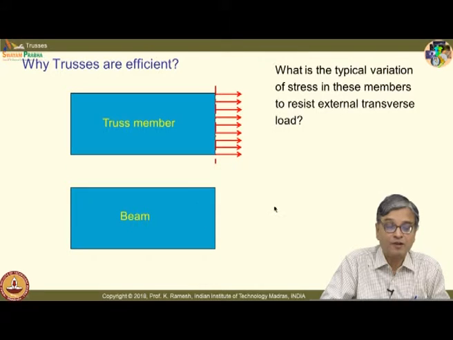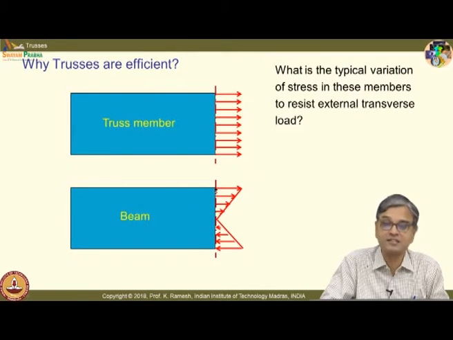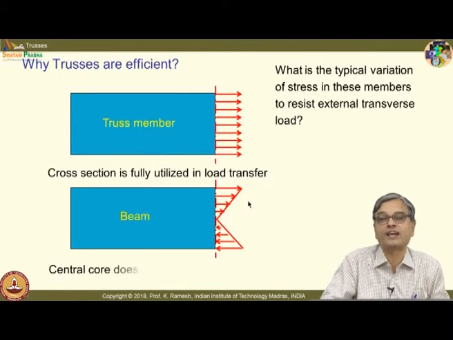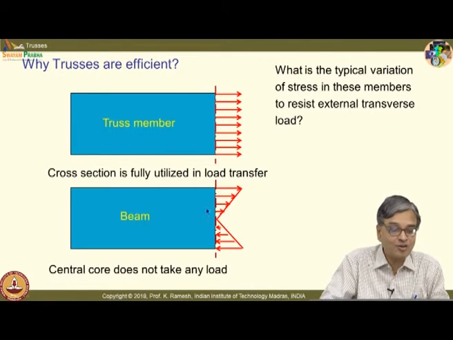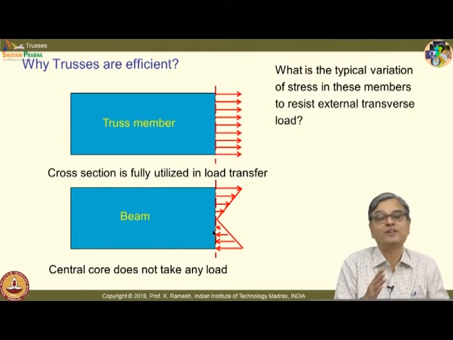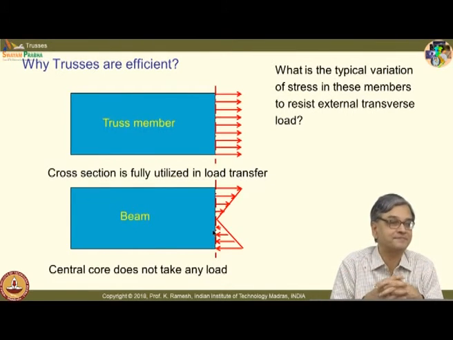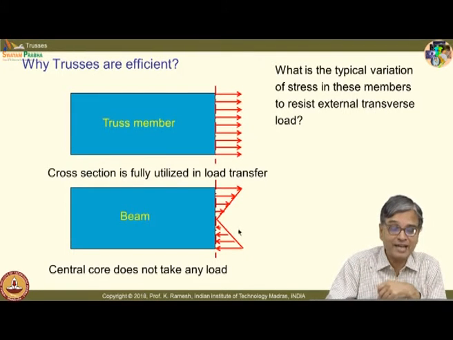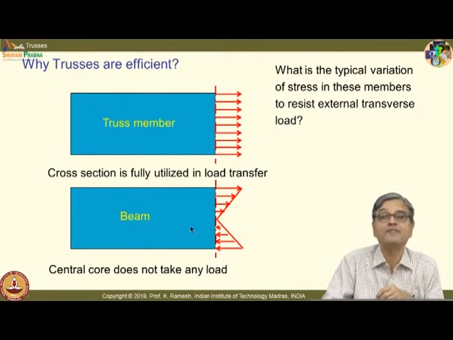From this you cannot conclude anything. Suppose we want to look at what happens if this behaved like a beam, the internal resistance that is developed at this cross section varies in a triangular fashion. And what happens in this? The cross section is fully utilized in load transfer in the truss. The central core does not take any load when the member is bent. So, that is the reason why trusses are more efficient, and you can't conclude that since I do not have a load carrying in the beam core, I should not have any beams. It is also having a purpose.